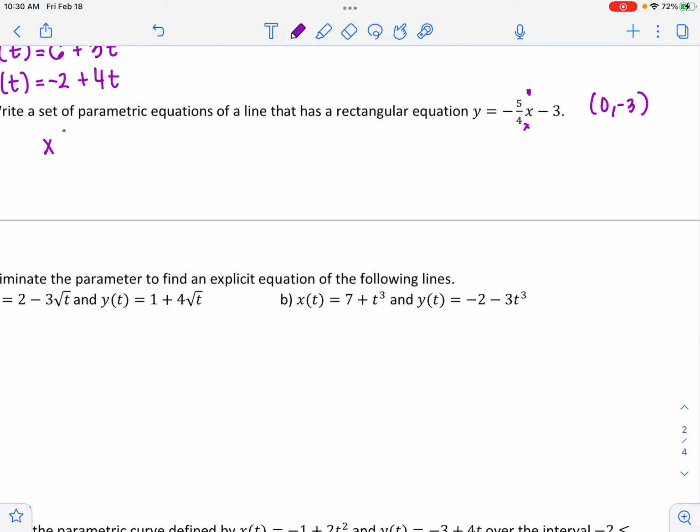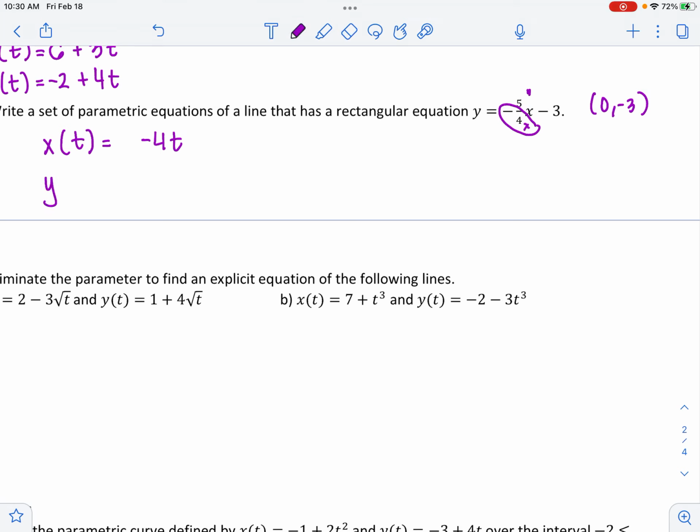So I'll say x of t is equal to, I need the x value in the point, which is 0. Could write 0 if I want, like this. And then I'm going to do plus my slope t. So for x, it's a 4, or you can use -4. The negative has to go with something. So I'm going to put it with the x slope. So I'm going to do minus 4t. Once again, you don't need the 0 here. You can just have x of t equals -4t.